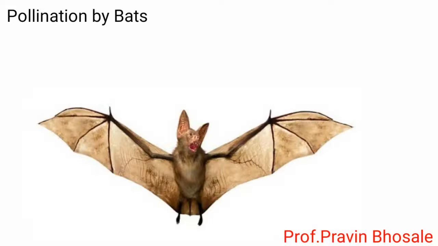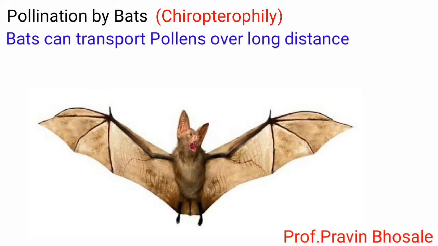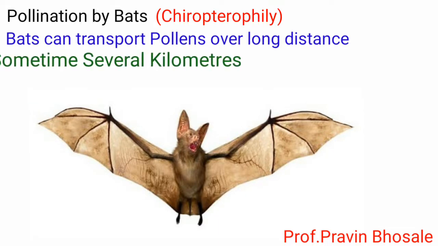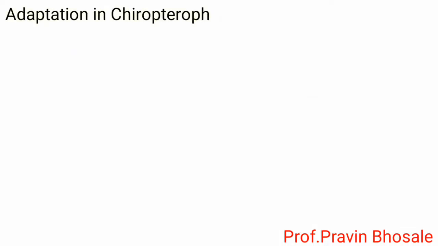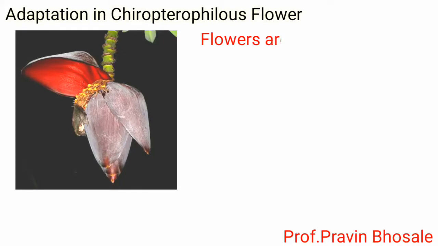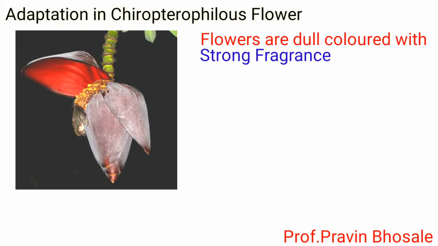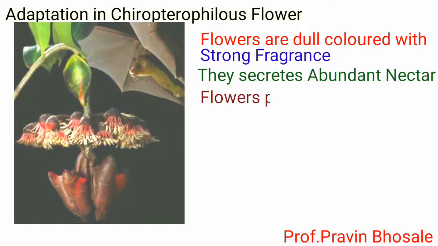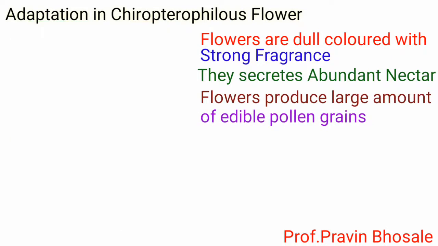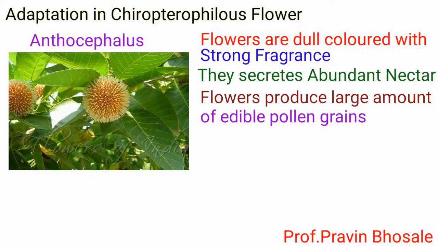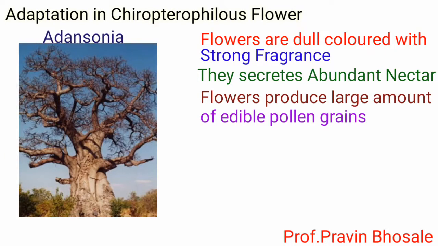Pollination by bat, that is Chiropterophily. Bats can transport pollens over long distances, sometimes several kilometers. Adaptation in Chiropterophilous flower. Flowers are dull colored with strong fragrance. They secrete abundant nectar. Flowers produce a large amount of edible pollen grains. Example, kadam tree, Adansonia, baobab tree, Kigelia.